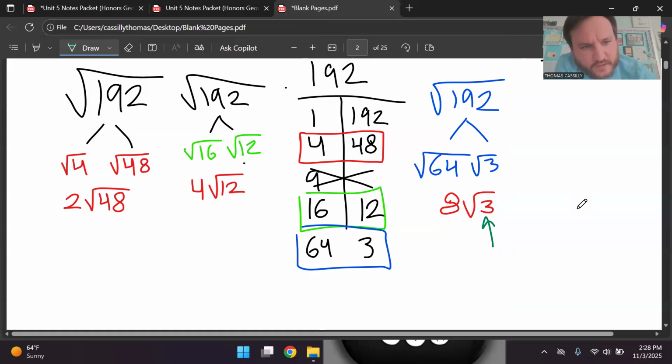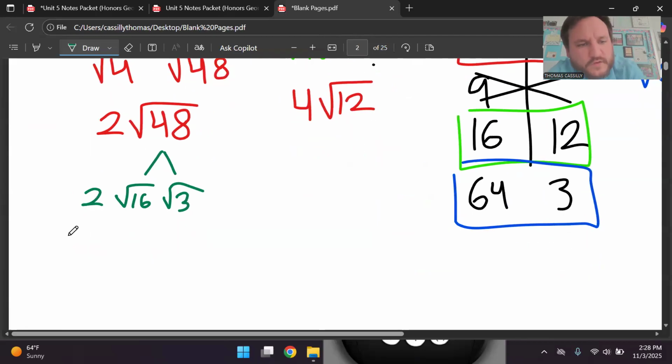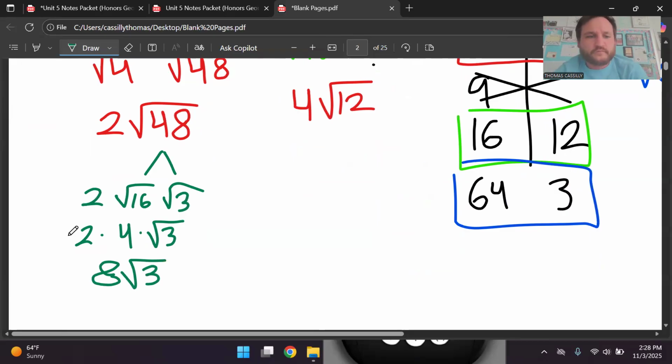If I look at this 48 here, I can keep going. I can simplify this into the square root of 16 and 3 because 16 times 3 gives me 48. All right, notice how I still have that 2 on the outside, so we're going to leave that right here. So this turns into 2 times 4 times the square root of 3, right? These are all being multiplied together. So we have 8 square root of 3.